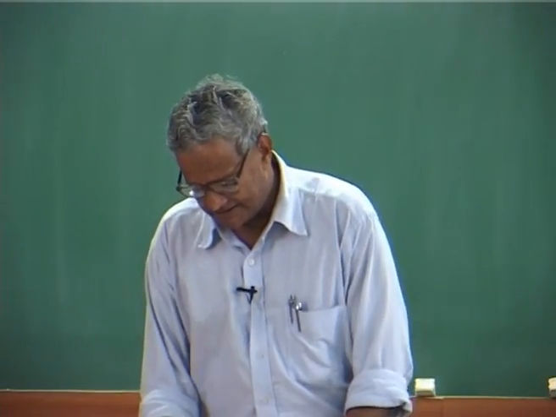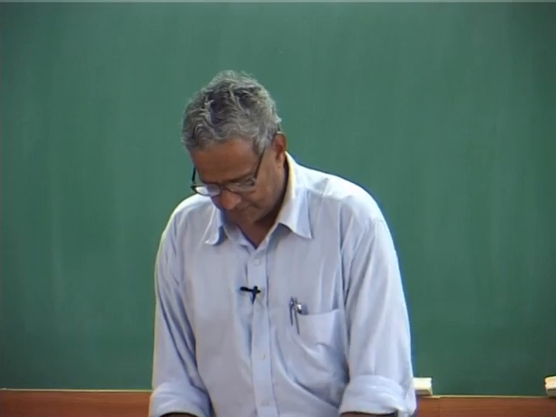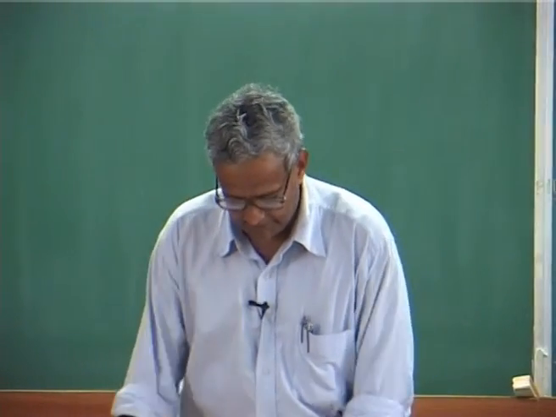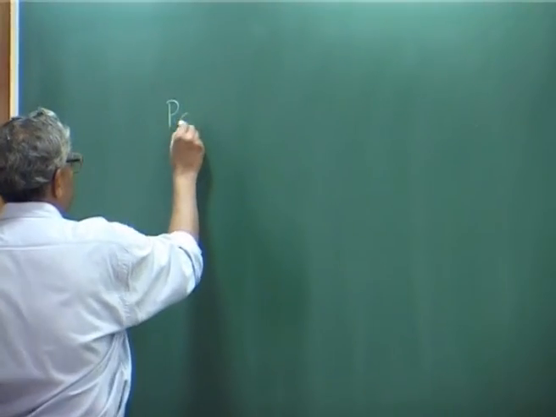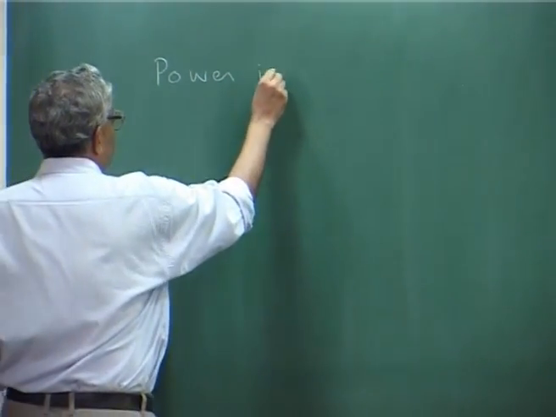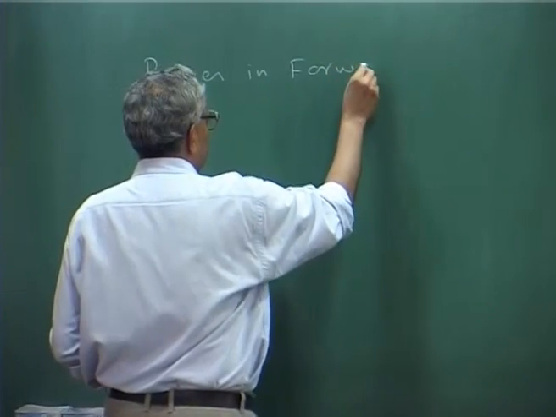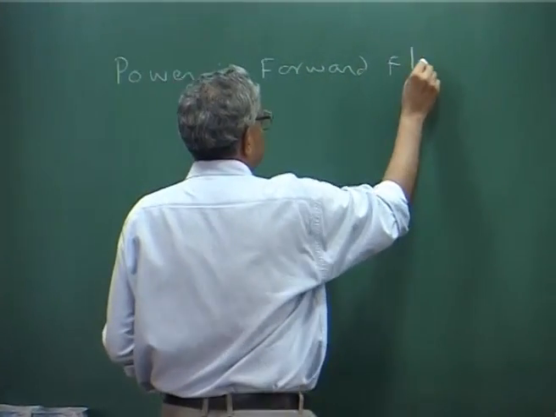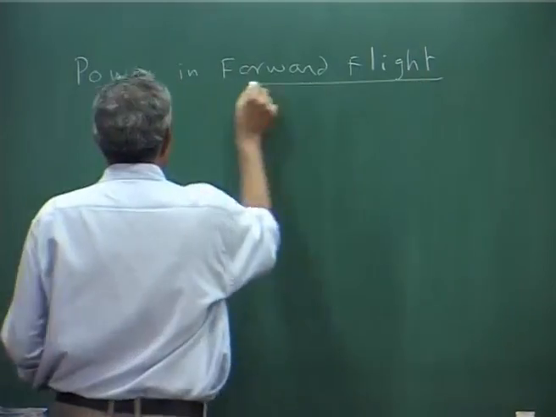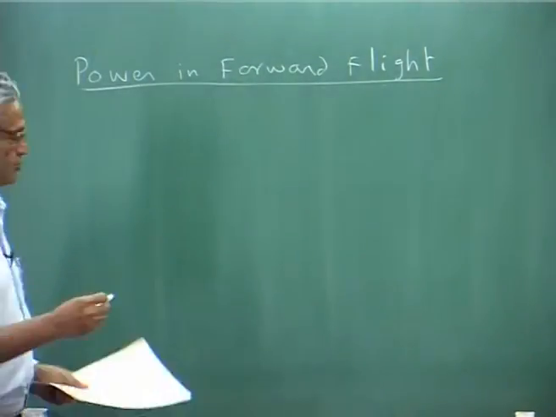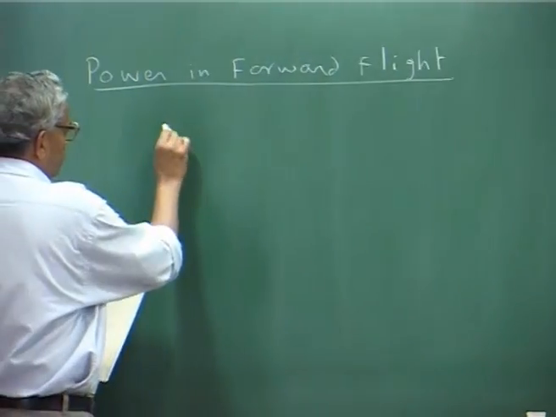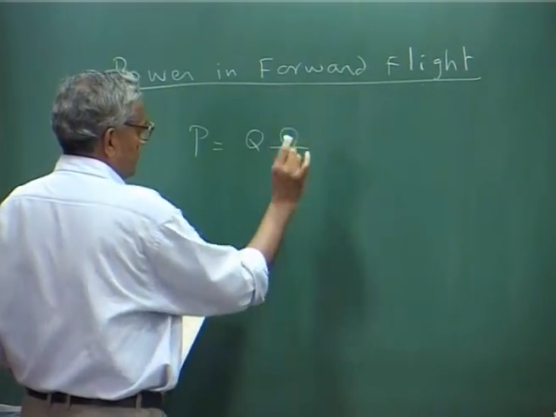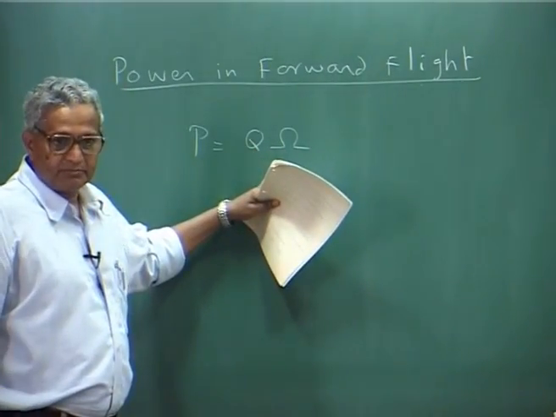Now, this is a very interesting formulation for getting the power in forward flight, which we saw, because we know that power is only main rotor power. Let us not bother about the tail rotor. Main rotor power is Q times omega. Omega is the rotor RPM.